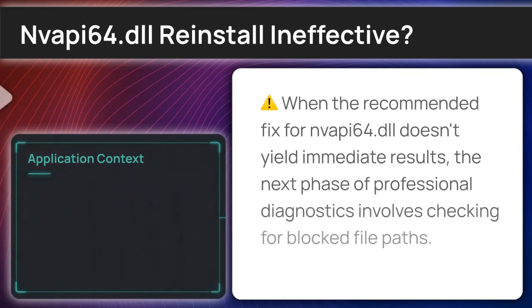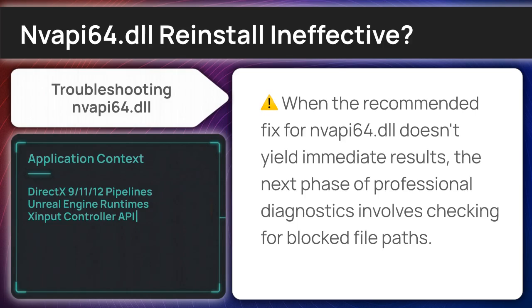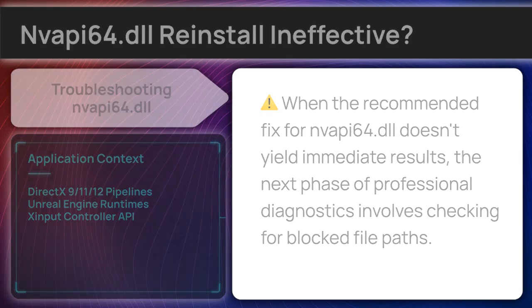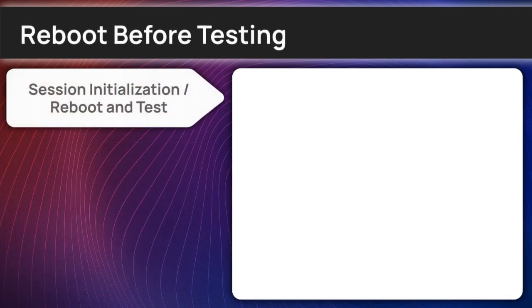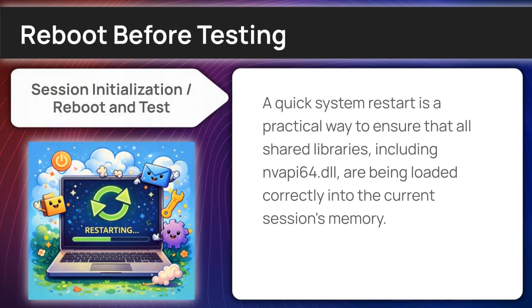If the redistributable repair didn't resolve the pop-up, the next logical step is to analyze the local environment for process conflicts. A simple restart can resolve file-in-use errors that mimic a missing NVIDIA API 64 message. It's a low-effort step that ensures your operating system starts with a clean execution stack.